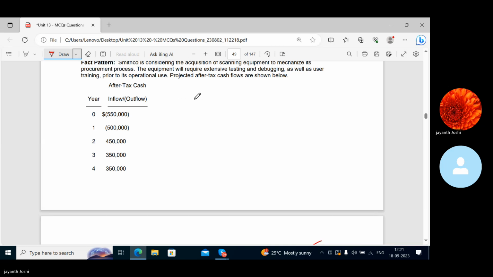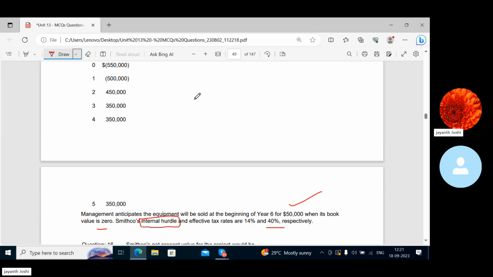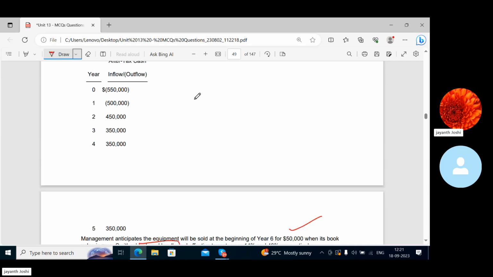Yes, the tax rates are given, so we need to deduct taxes from the cash flows. We can do that. You deducted all these cash flows with their taxes, right? Yes. After that, the discount rate is 14%.